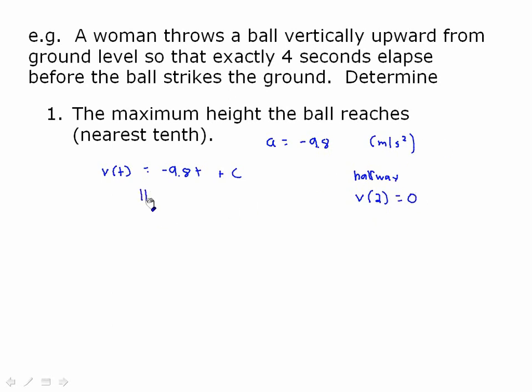So now we go on with this. The velocity is equal to 0, and that's equal to negative 9.8 when time is 2, plus c. And then we can solve this pretty nicely. Negative 9.8 times 2 will give us negative 19.6, so that comes to the other side. 19.6 is equal to c. So therefore, the velocity function, v at t, is equal to negative 9.8t plus 19.6.